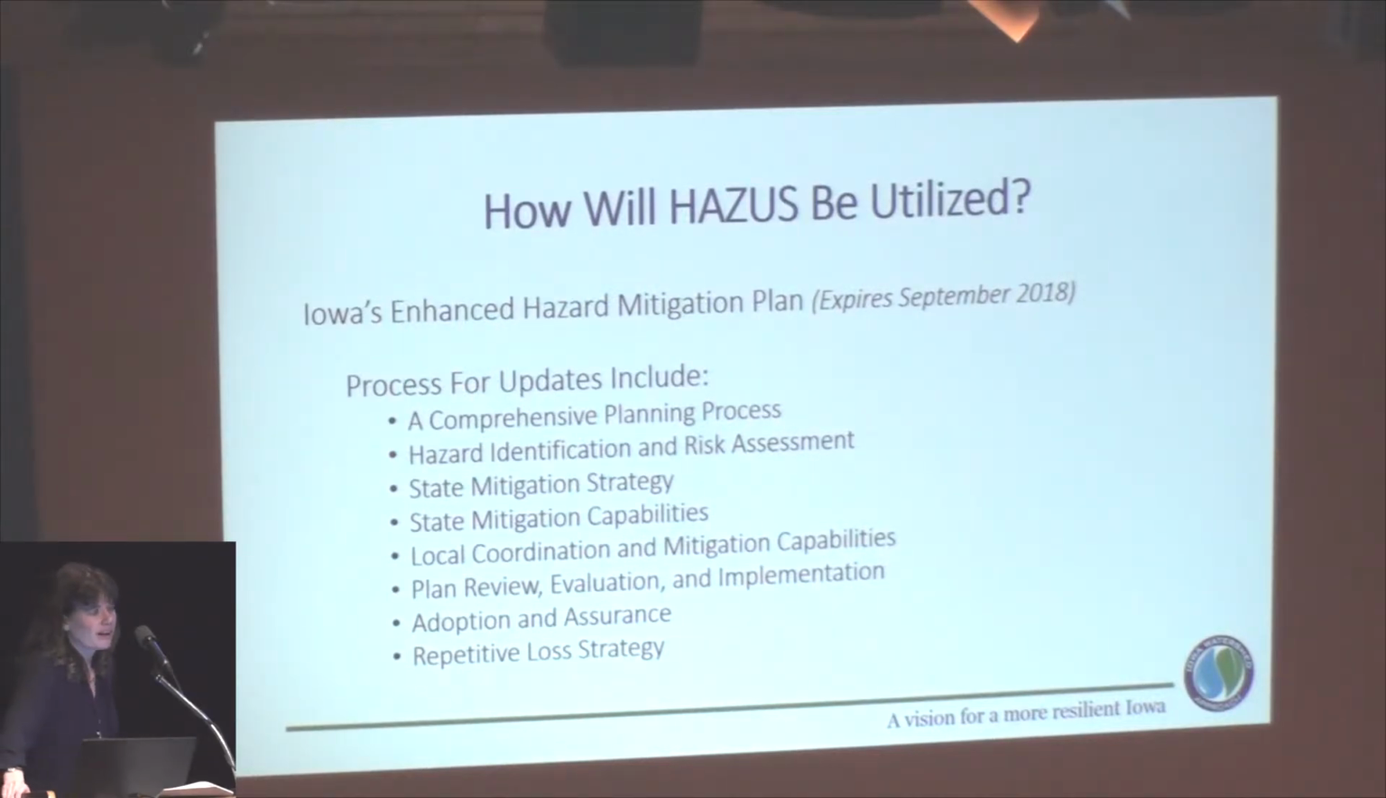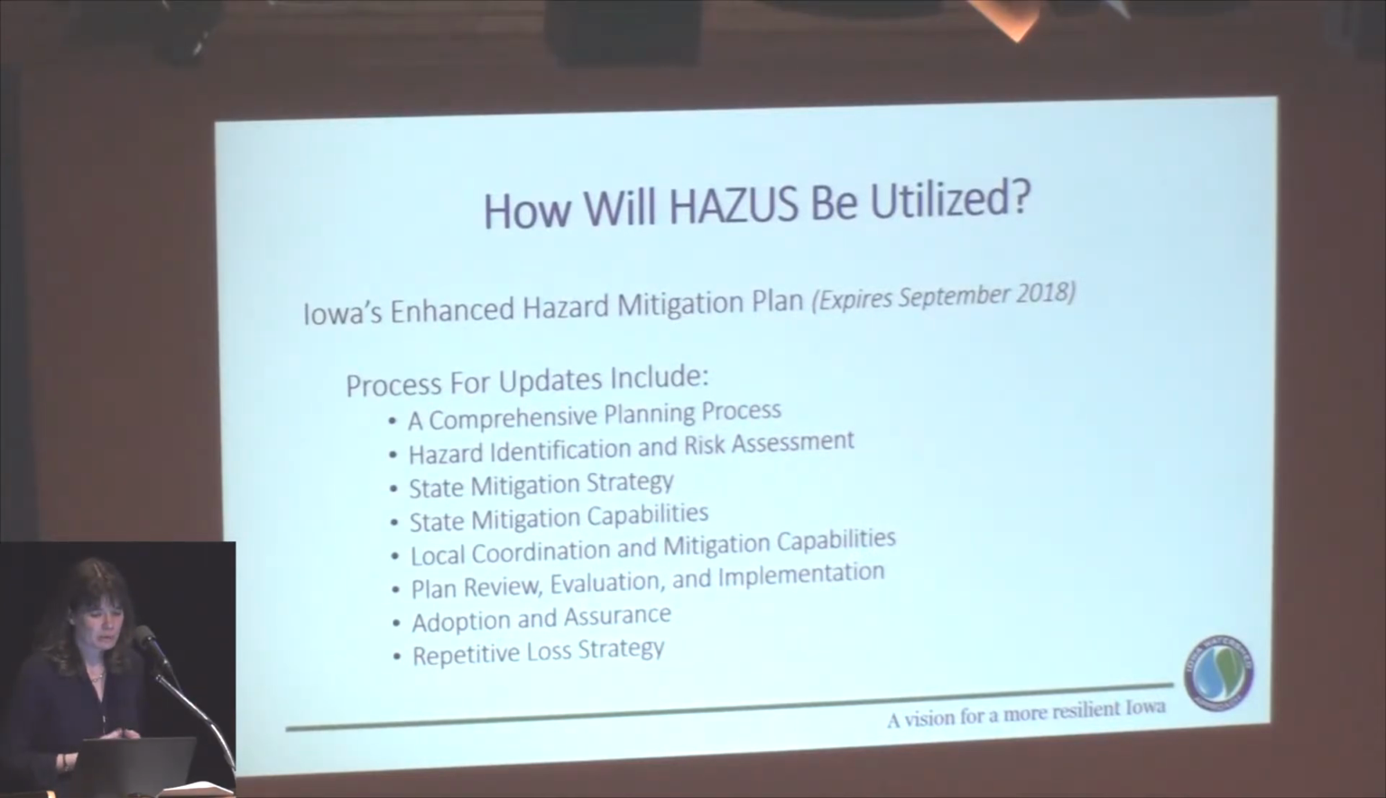Is anybody familiar with Iowa's Hazard Mitigation Plan? There are two, three. Great, four. Thank you. So this is a document that puts forward a strategy for how the state, Homeland Security, the DNR, how all of our counterparts are going to address risk, how we're going to plan for the future.